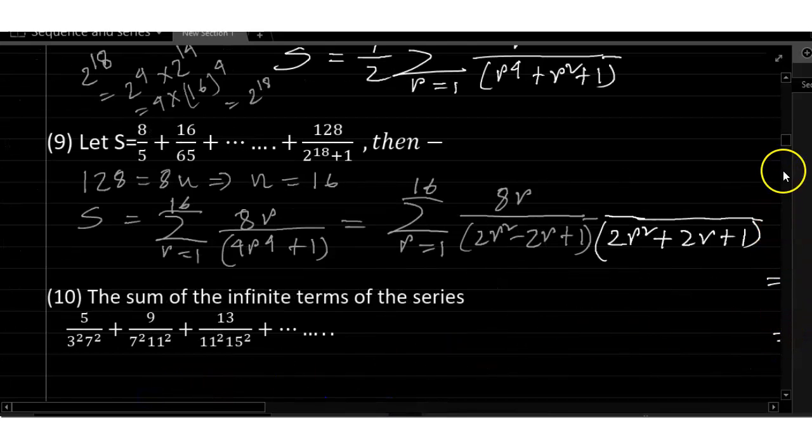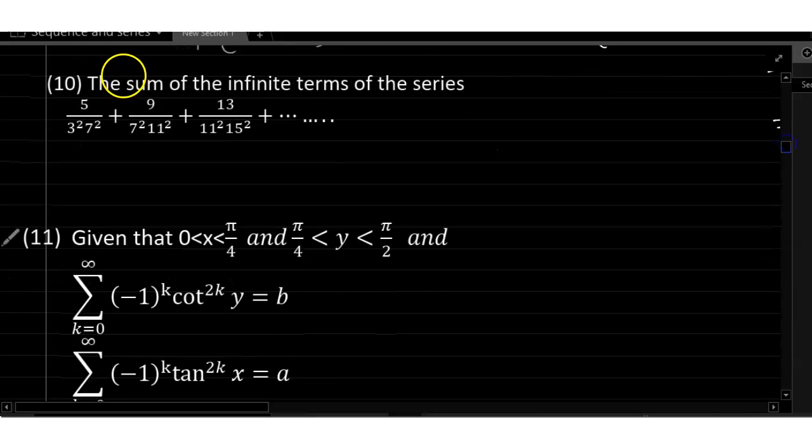Now we will solve the next problem. 5 by 3 square into 7 square, 9 divided by 7 square into 11 square, 13 divided by 11 square into 15 square plus dot dot dot up to infinity, infinite terms.